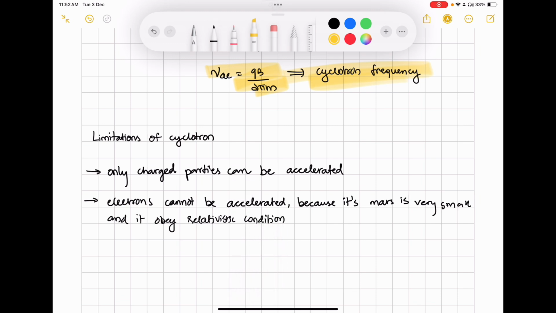So there are two major limitations of the cyclotron. First one is only charged particles can be accelerated. Second one, electrons cannot be accelerated because their mass is very small and they obey the relativistic condition.